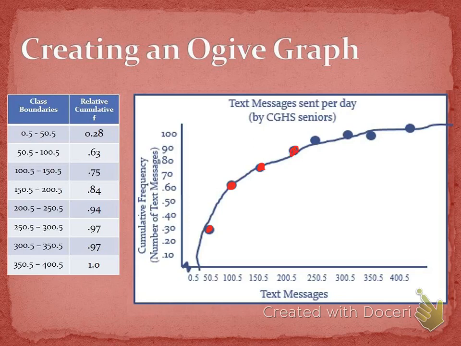At 200.5, we want to be at 84%, so right here. At 250.5, we want to be at 94%, so right there. At 300.5, we want to be at 97%, so right there. And at 350.5, we want to be at 97% again. And then we're all the way up to 100%. And then you try to fit your ogive the best you can to those data points. And there you go. Okay, that's how you create an ogive.